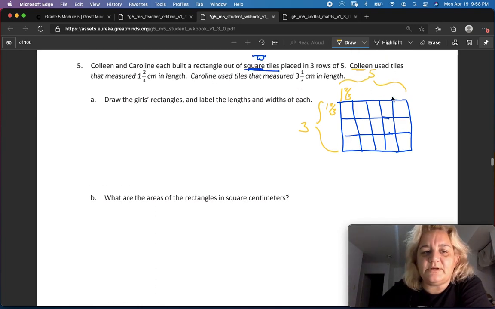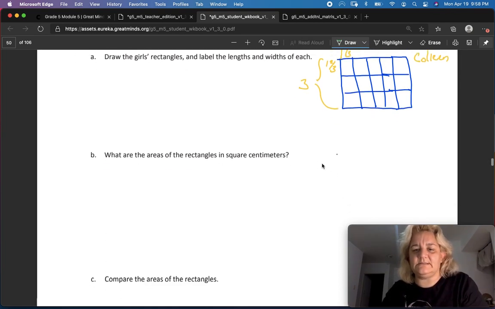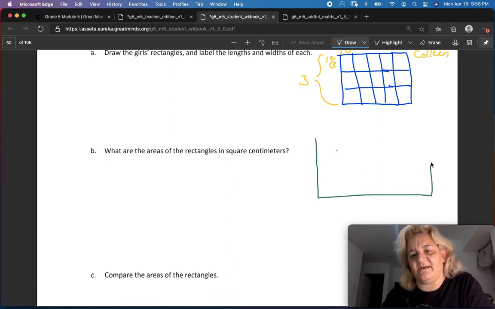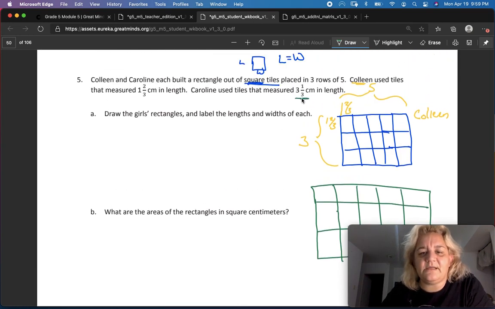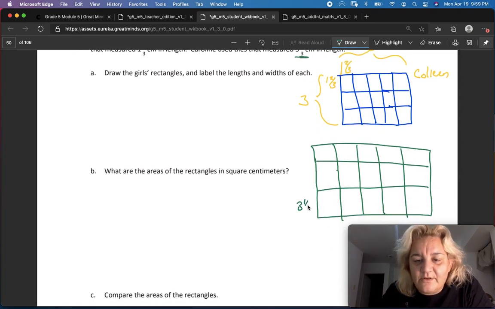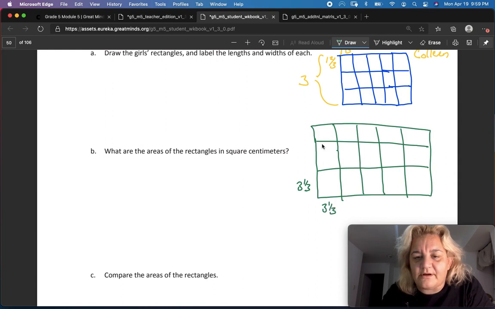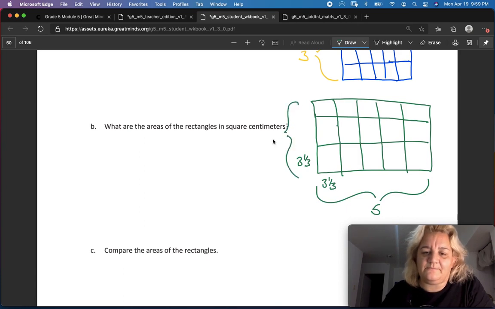So this one belongs to Colleen. And we'll make another one for Caroline. And hers is also 3 by 5, but each of hers are a little bit bigger. Hers are 3 1/3. So each of these is 3 1/3 by 3 1/3, and there are 5 of them this way, and this way there are 3 of them.